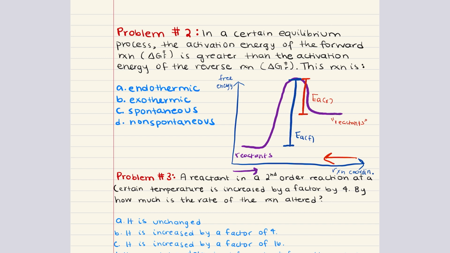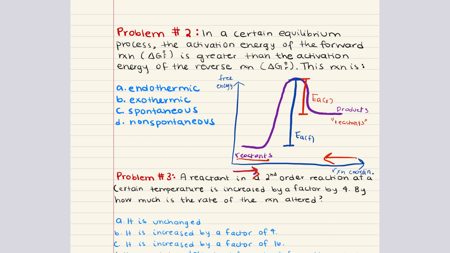Now, if the activation energy of the forward reaction is greater than the activation energy of the reverse reaction, then the products must have higher free energy than the reactants. And we can see that if we're looking at the forward direction, and this is our reactants, and these are our products, then indeed the products have a higher free energy than the reactants. The overall energy of the system is higher at the end than it was in the beginning.